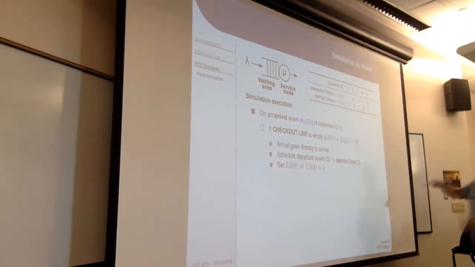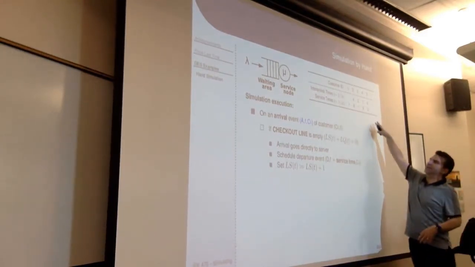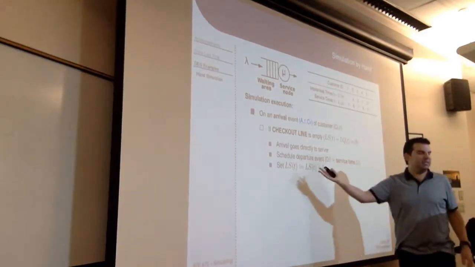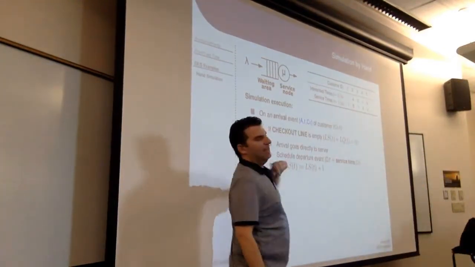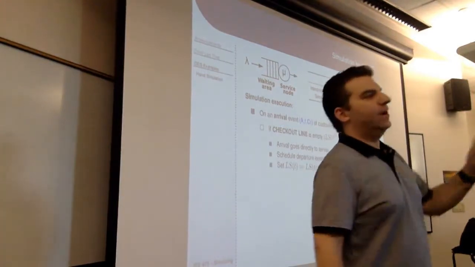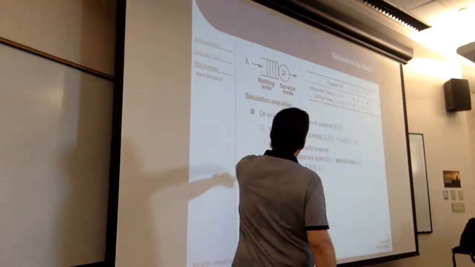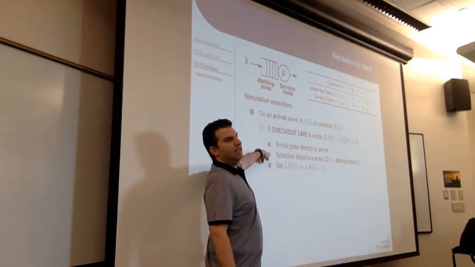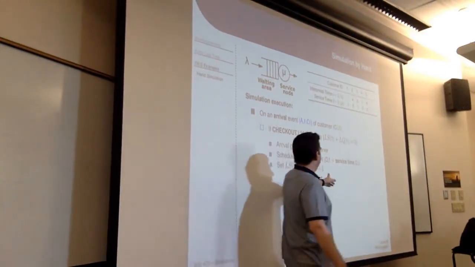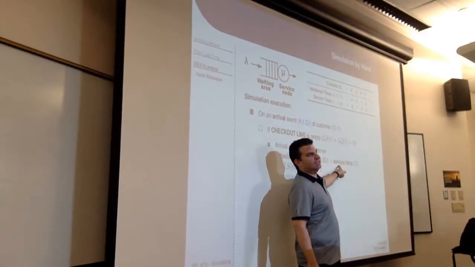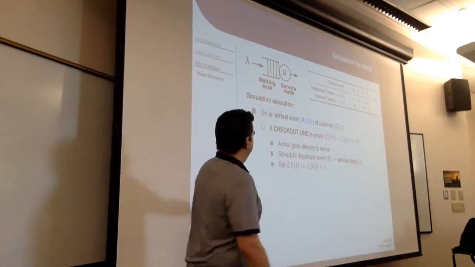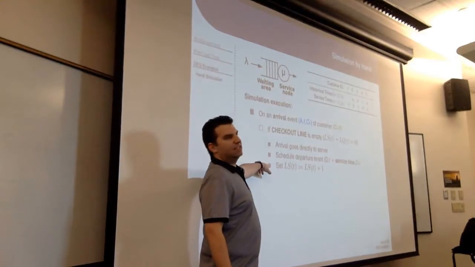So on arrival, and we'll actually do lines of the sim in a second, but this is the logic that we use. Someone arrives. If the checkout line is empty, then that means they can go directly into service. So we schedule their departure immediately, and that's just going to be scheduling at whatever the current time is, plus whatever service time is associated with that customer. And then we increase the number of customers being served.